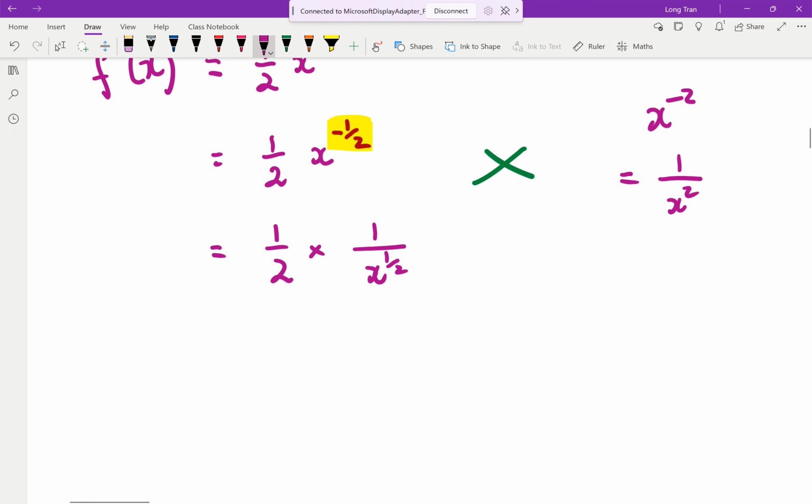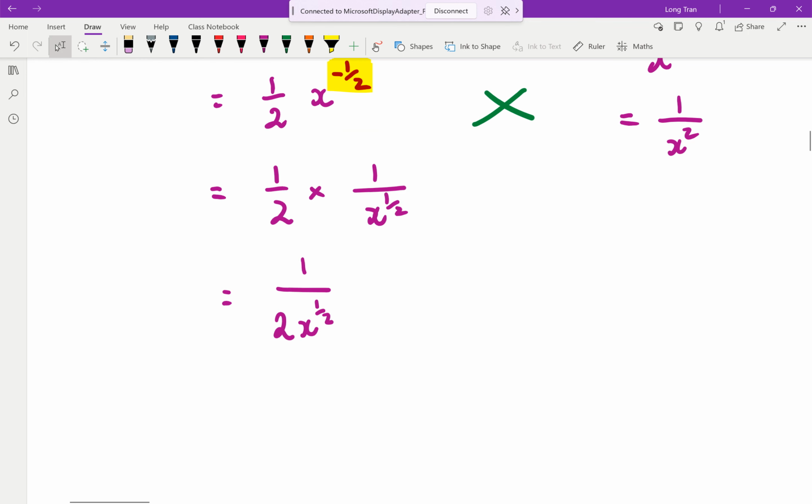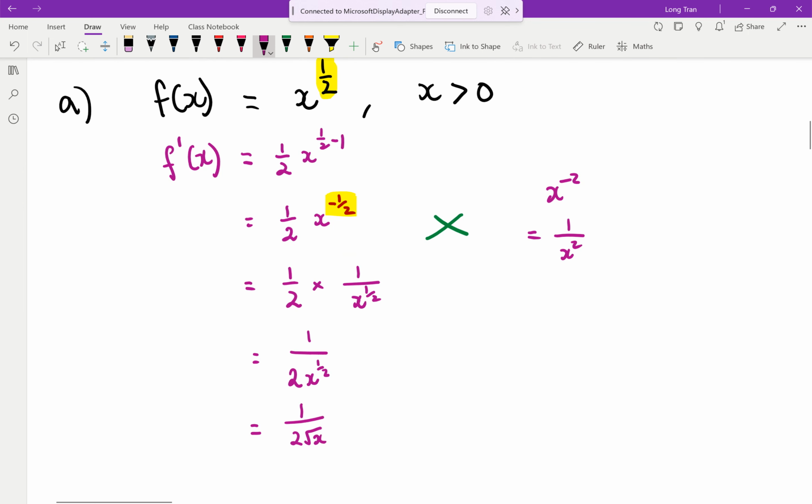When you multiply it together, numerator with numerator, denominator with denominator, this technically is okay. It's acceptable. But there's a better way of writing this. What's x to the power of half the same as? Root x. Very good. This is your preferred answer. So make sure to not leave your answers with negative powers.